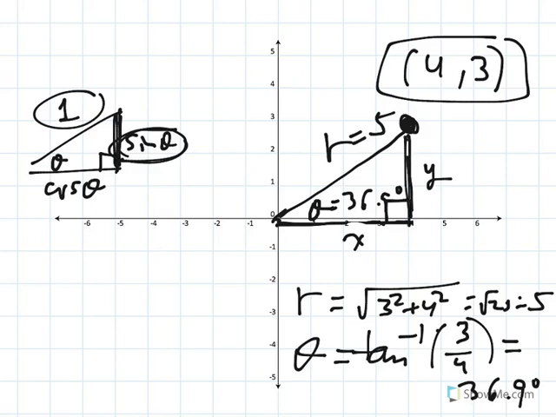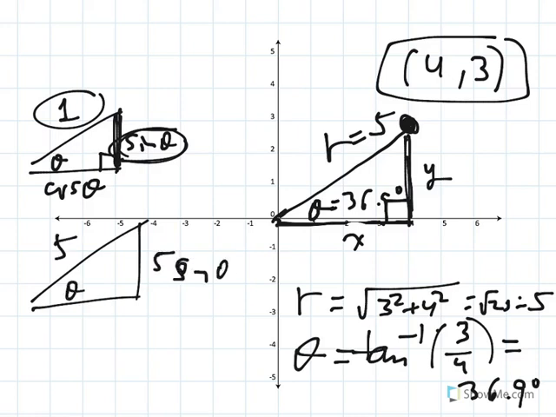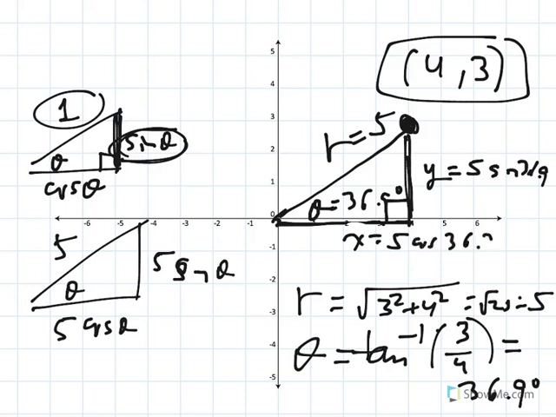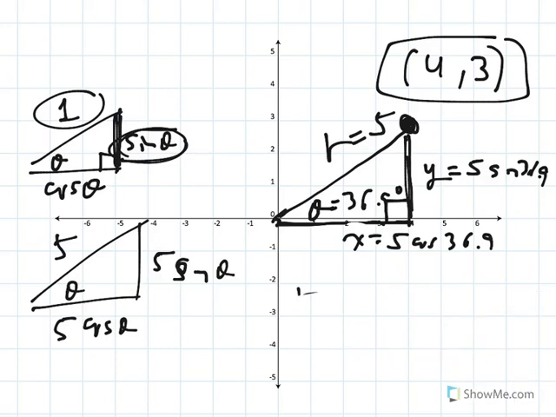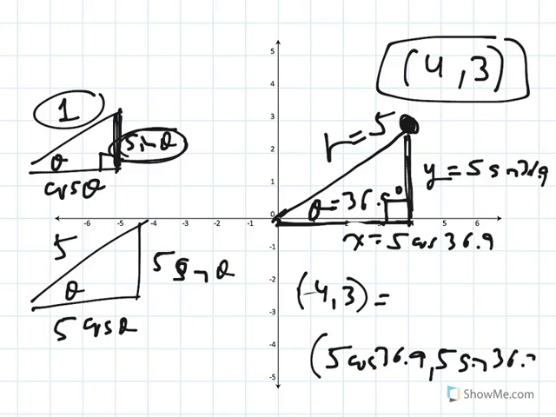So this y value, if the hypotenuse is not 1, if it's bigger, like 5, then it's just going to be 5 times bigger: 5 sine theta, 5 cosine theta. So in this case, this y can be written as 5 sine of 36.9, and the x is 5 cosine 36.9. So this (4, 3) point could also be written, although it's pretty ugly, but it's right, as (5 cosine 36.9, 5 sine 36.9).